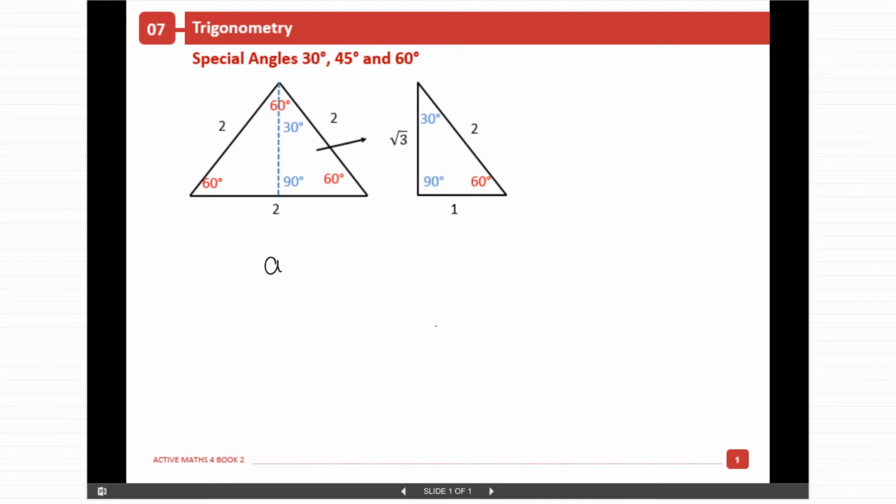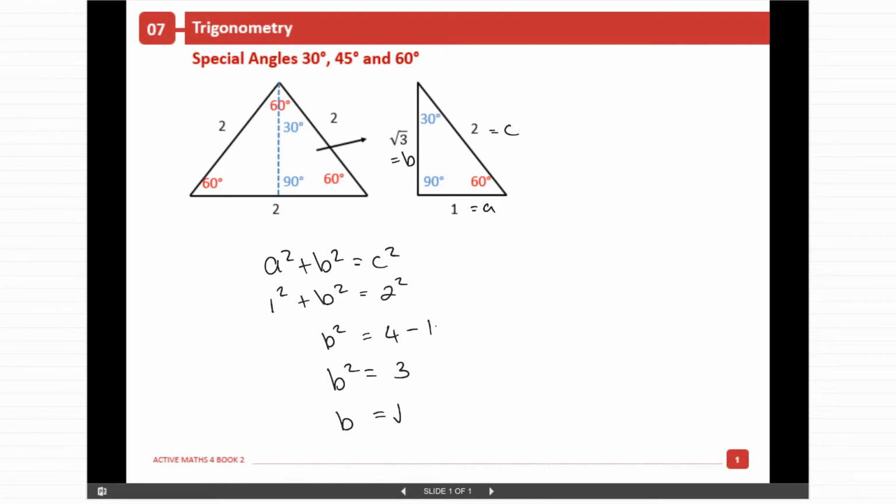So I know that a squared plus b squared is equal to c squared. So let's call that a. This is b and this is c. So I didn't know what b was. I found it to be root 3 by just dropping in the root 3 there, but let's see where that comes from. So 1 squared plus b squared is equal to 2 squared. B squared is equal to 4 minus 1. So b squared is 3. That means b is root 3. So that's where that root 3 comes from.